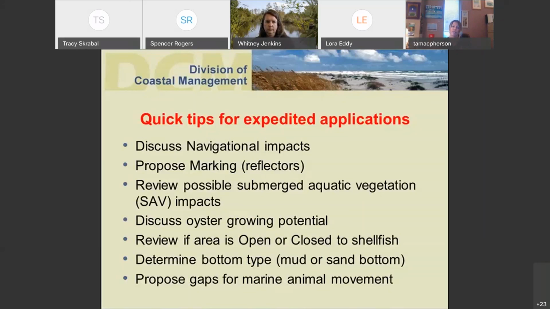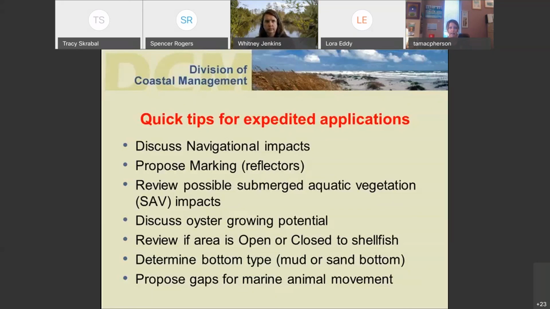The first is to discuss navigational impacts. Are you adjacent to a deep water channel or even a shallow water channel that's the only access to the area? Are you going to block any access? Are you adjacent to shellfish? Things like that. Go ahead and propose markers and reflectors and have that on the proposal because they're going to be required.